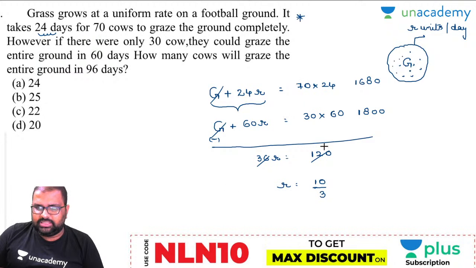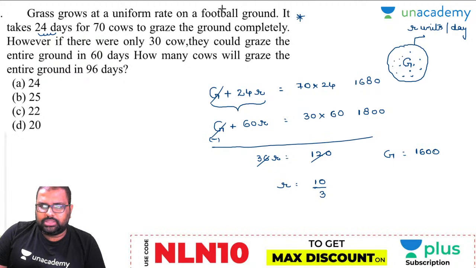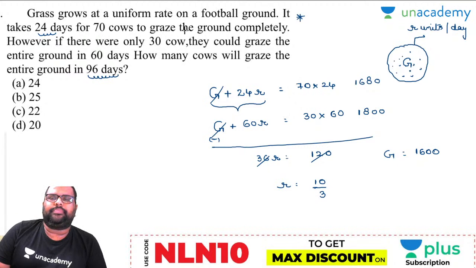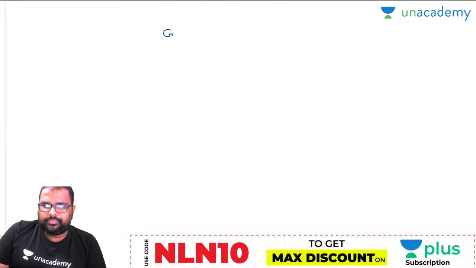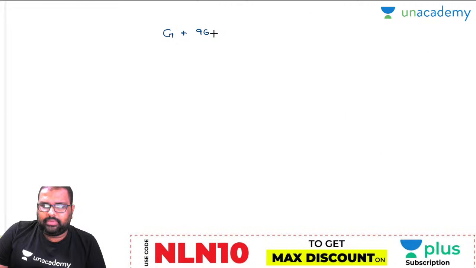Substitute the R value in any of these equations, you will get the G value also. So I will substitute the R value here, 10 by 3. So 320, 200. So G is nothing but how much? Is it 1600? Am I right or wrong? Yes, perfectly. 1600. So look, how many cows will graze the entire ground in 96 days is the question asked. Now, look here, you know the G value. Now, observe here, in 96 days, R, the units of grass grown per day, will be eaten in 96 days by how many cows is the question asked. Yes, 20 is the answer.